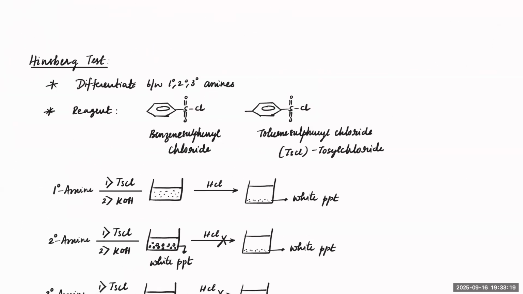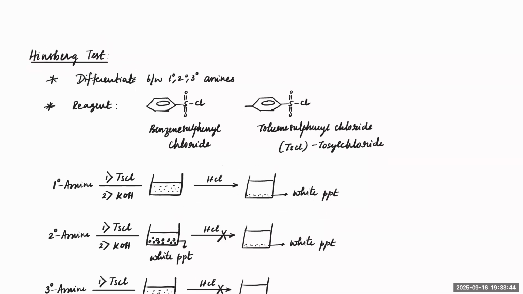Next, check out Hinsberg test. Hinsberg test mainly is used to differentiate 1 degree, 2 degree, and 3 degree amines. So this is the official test that is used if you want to differentiate or separate. It can be used as a separation process also, if you want to separate 1 degree, 2 degree, and 3 degree amines.